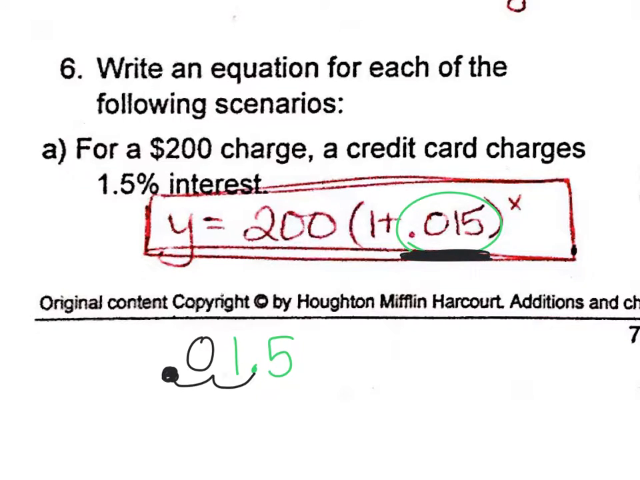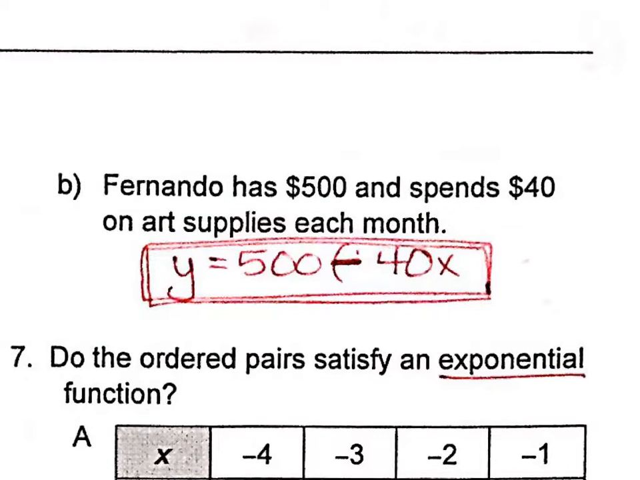So even though there's a decimal there to begin with, you still have to move it because it has a percent sign. All right, and then part B here, because this is not got a percent and we're spending 40, 40 is going to be a constant rate, which means I'm going to write a linear equation. And then spending means we're going to decrease the amount. So I'm starting with 500 and I'm decreasing $40 each month, which means this right here is a rate, 40x.